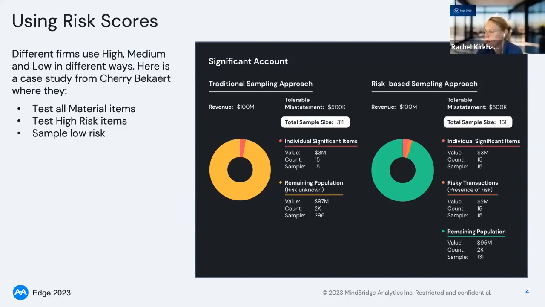What I really like about the paper is that it goes through the audit risk formula and how all of this ties together from kind of a first principles basis. So I would definitely recommend checking it out. But it's a really good example of how you can use the risk scoring to more effectively direct your testing.